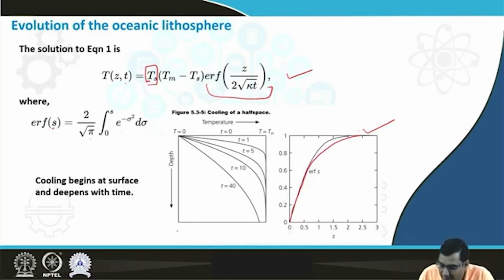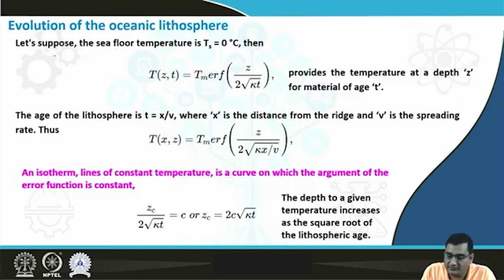If you look at this diagram, on the y-axis the depth is increasing downward, and at t equal to 0 the temperature increases to the temperature of the half space. You can see that the cooling begins at the surface and then deepens with time. So the curves move like this. At t equal to 0 it is almost flat, at t equal to 1 it has this pattern, at t equal to 5 this pattern, and at t equal to 10 this pattern.